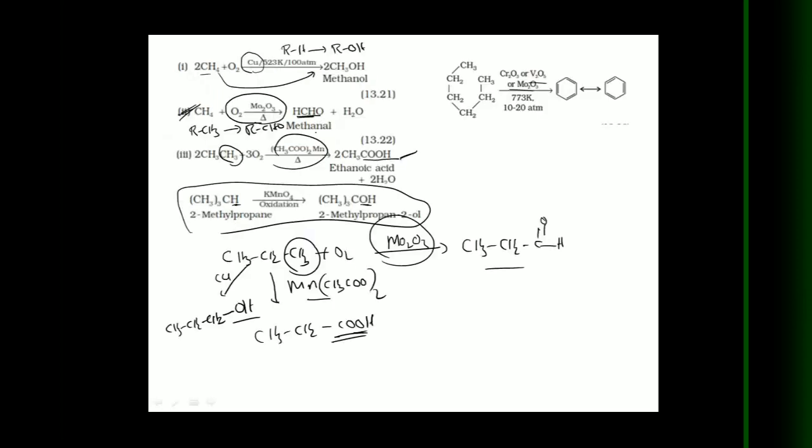Okay, so identify the A in a given chemical reaction. Actually, here in this case, the molybdenum oxide, 773 Kelvin and 10 to 20 atmospheric pressure, that is nothing but an aromatization reaction. That is given in the hydrocarbon chapter also. So here in this case, there are 6 carbons, 1, 2, 3, 4, 5, 6.